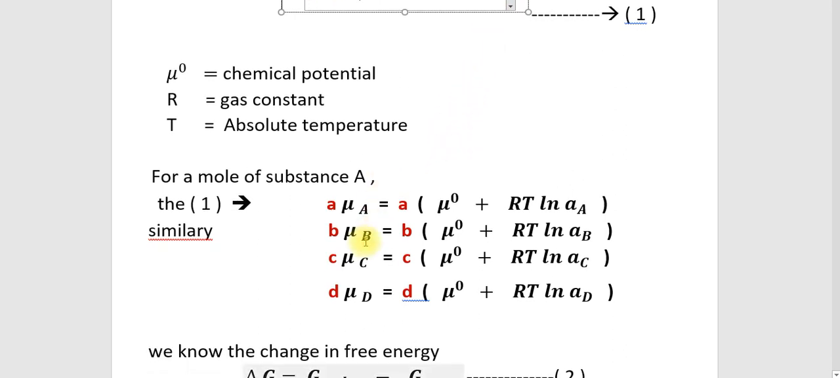Here, each reactant and product is shown in the same way. Here a, b, c, d represent the stoichiometric coefficients, and the capital letters A, B represent the reactants and C, D represent the products.